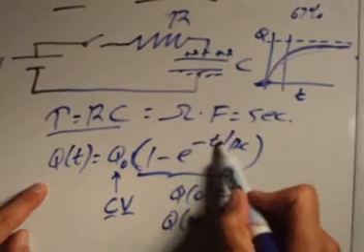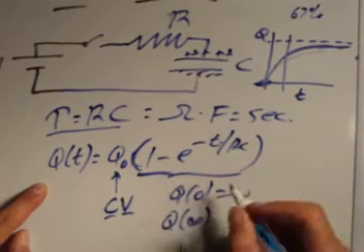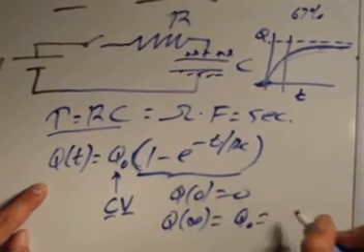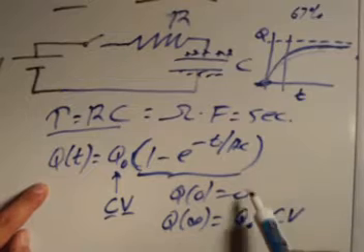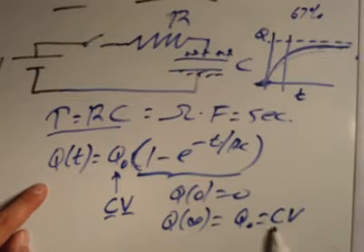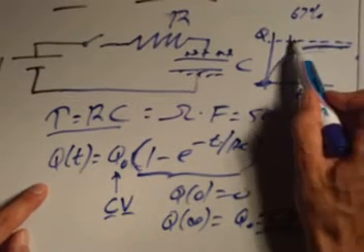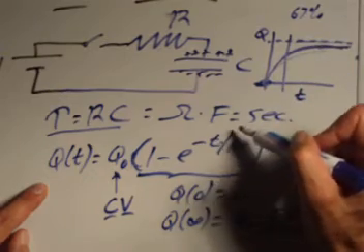Well, e to the minus infinity is 0, so it's just Q times 1, or just Q naught, which equals C times V. So we start at 0, and the theoretical maximum is C times V, but that's asymptotically approached because of the way this exponential function works in here.